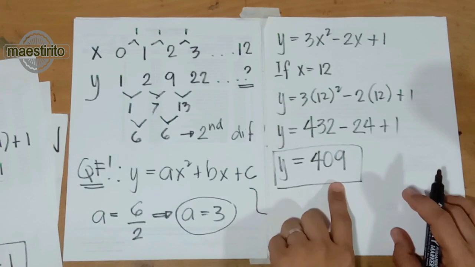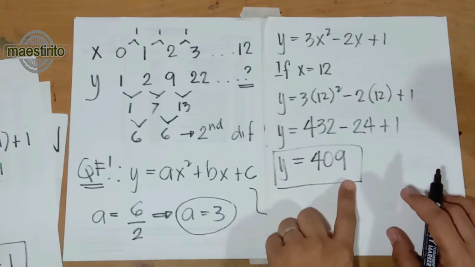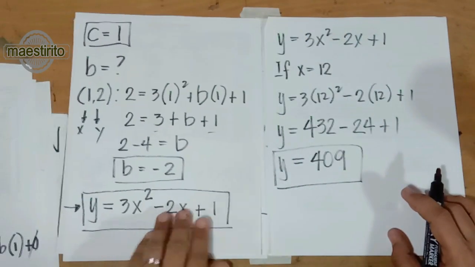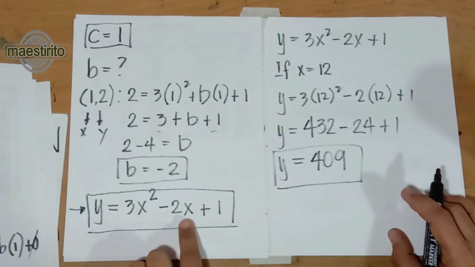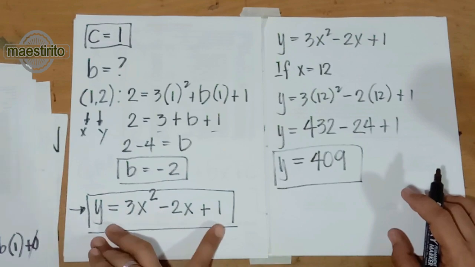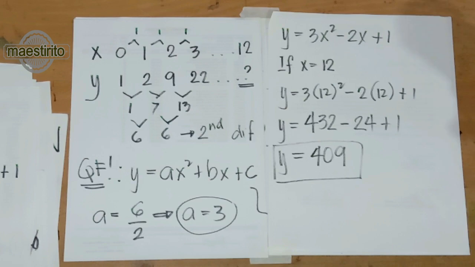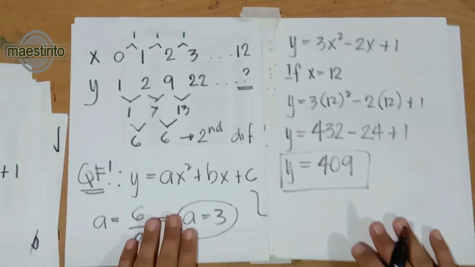And it's easier for us to solve for y is equal to 409 because we already have the model, which is y is equal to 3x squared minus 2x plus 1. Okay, so that's the first follow-up problem for the shortcut. Let us have another one.